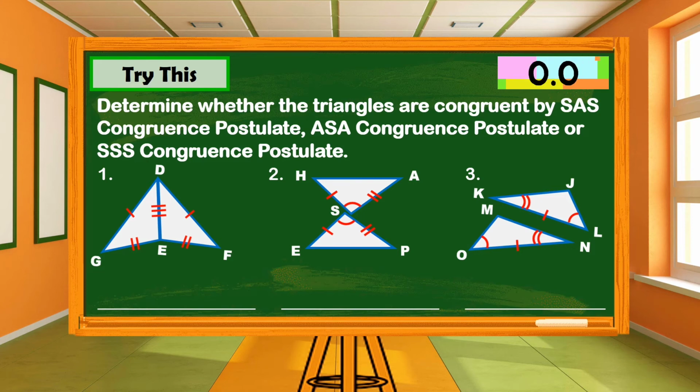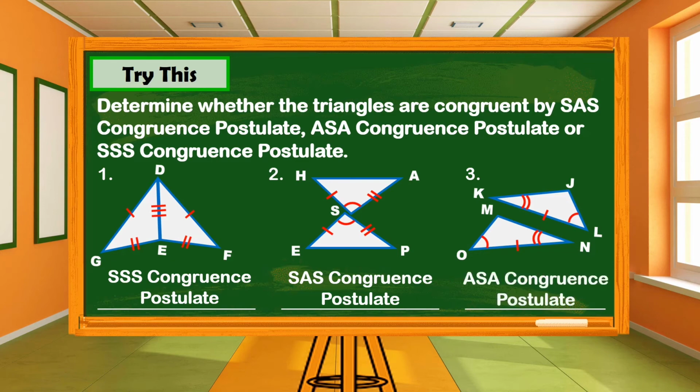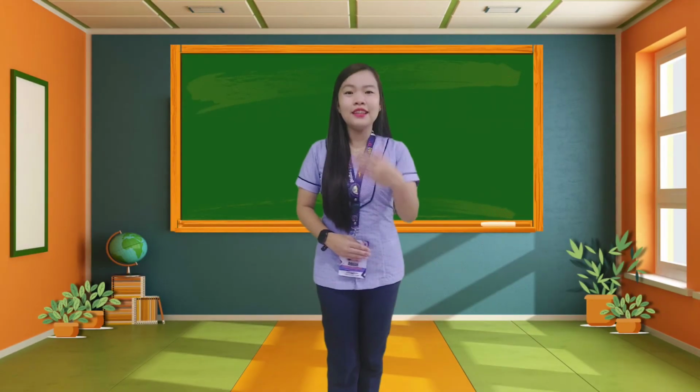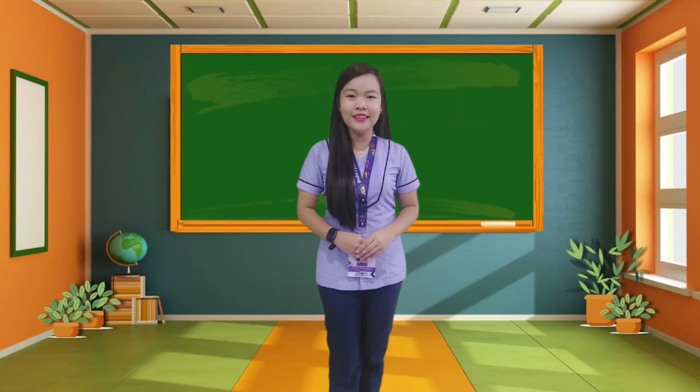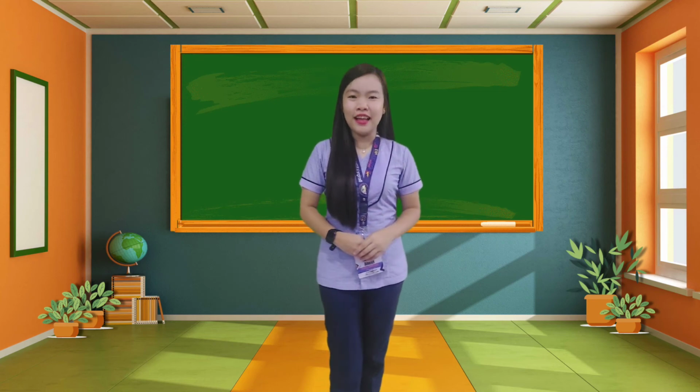Time's up. The answer in number 1 is SSS congruence postulate. Number 2, SAS congruence postulate. And number 3, ASA congruence postulate. Did you get it all correctly? Excellent! Now, let's have a recap.